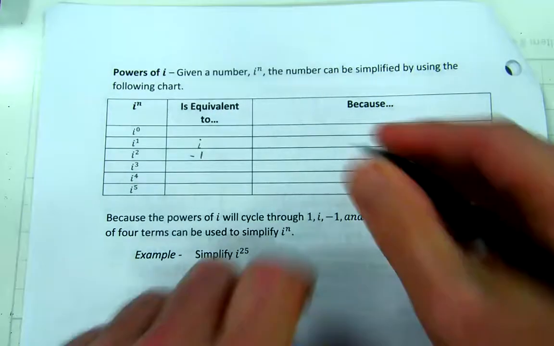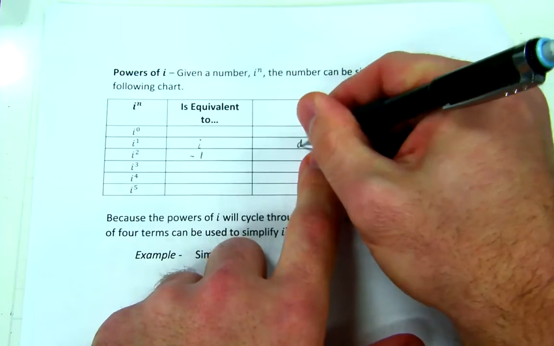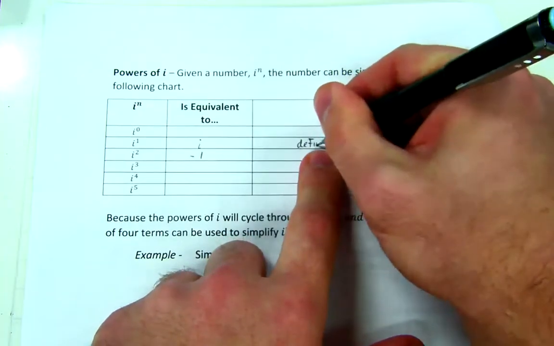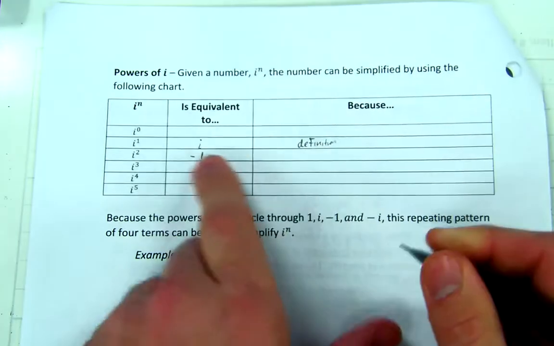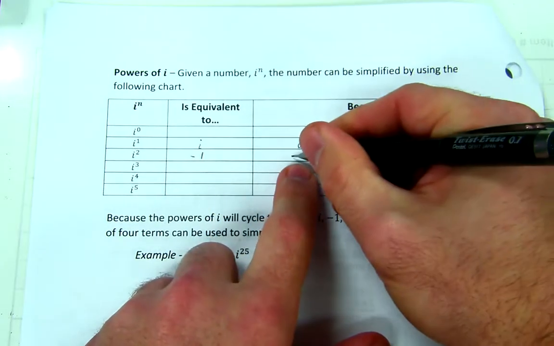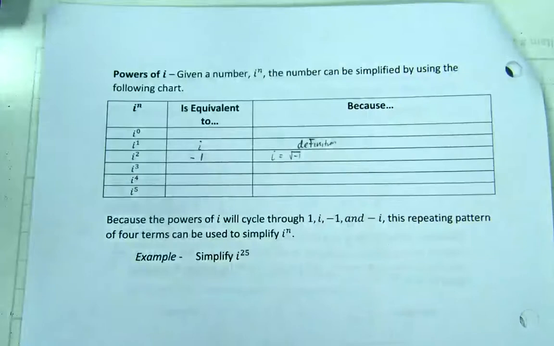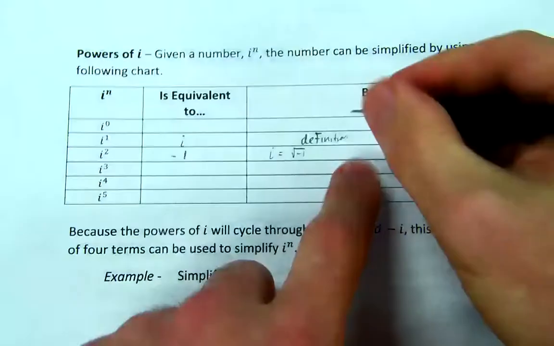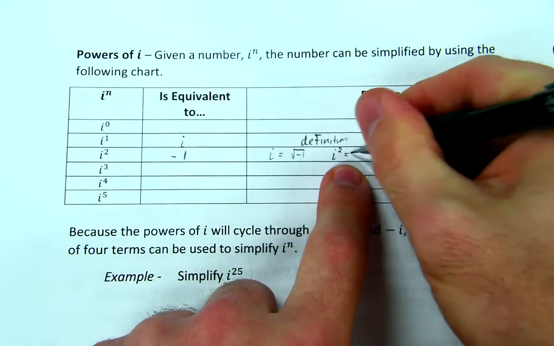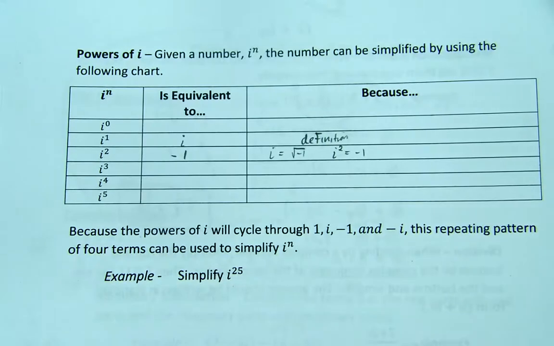The reason was that's the definition. So we took i as the square root of negative 1. And then we squared both sides, so i squared is negative 1. All right, we know that.